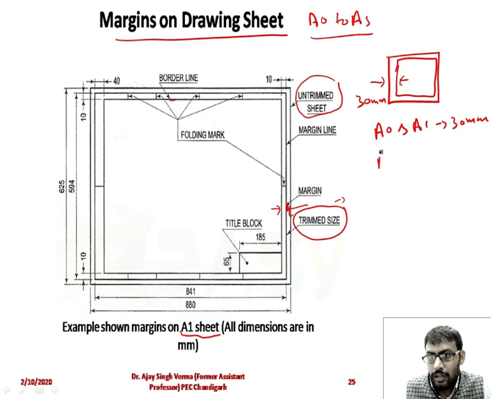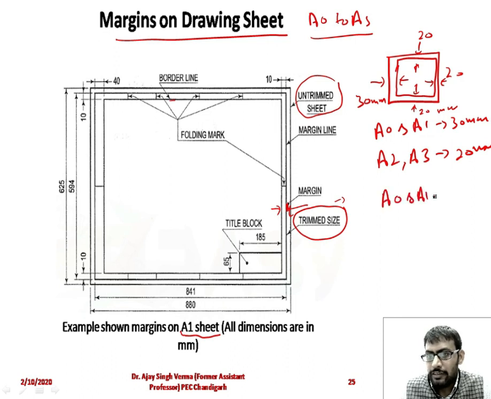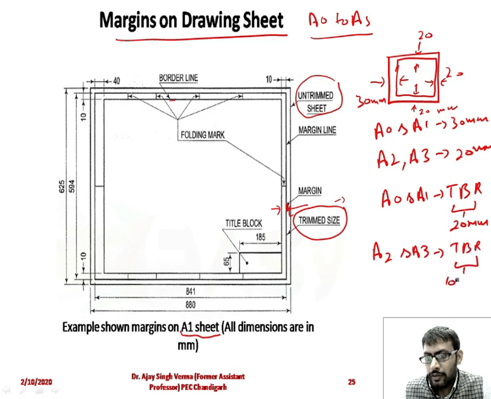For A2 and A3, this margin should be 20 mm. At the top, bottom, and right side, it will be 20 mm for A0 and A1. For A2 and A3 sheets, the top, bottom, and right margin should be 10 mm. Is it clear?